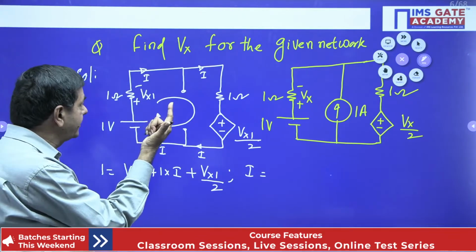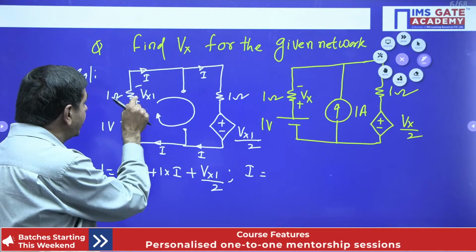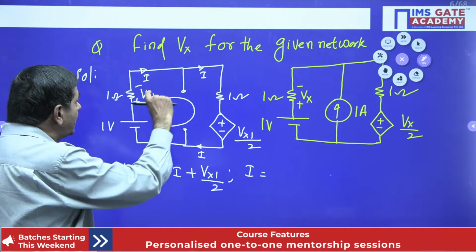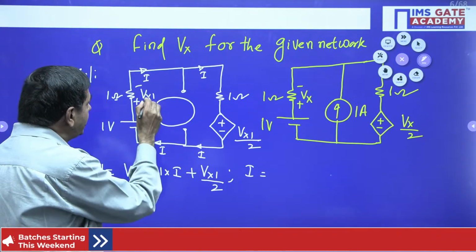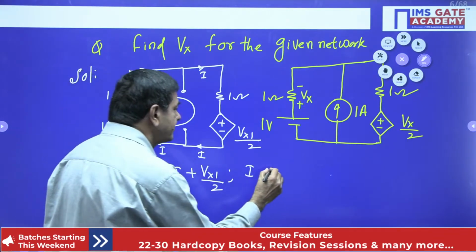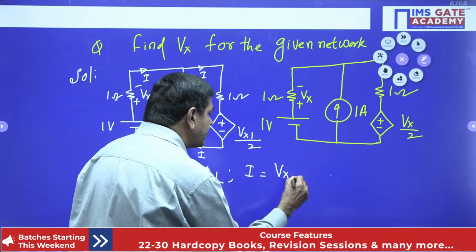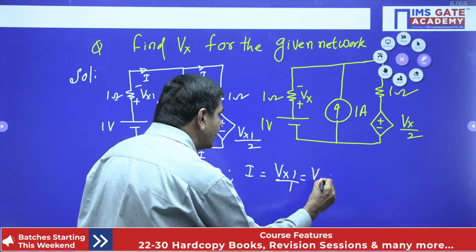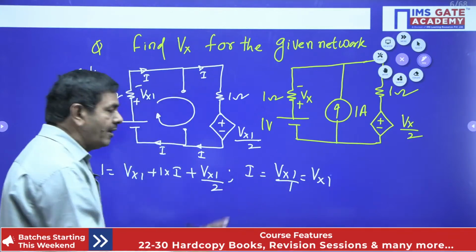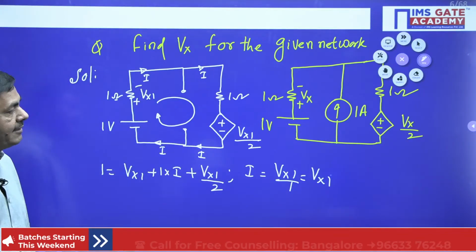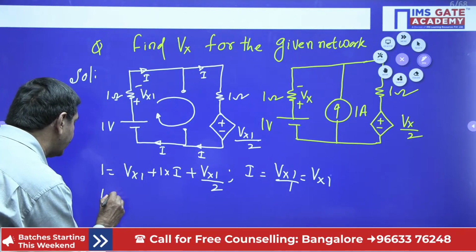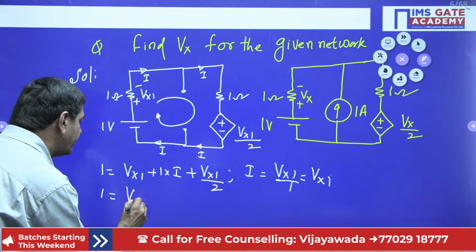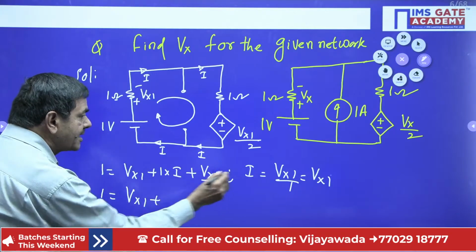It's not a mistake. Sir, why are you taking current across? This only means voltage also I know, current also I know. So I can be written as Vx1 by 1, that is equal to Vx1 only now. So wherever you are finding I, there you can put directly Vx1. Then you can determine Vx1. I can put as it is: I is nothing but Vx1.